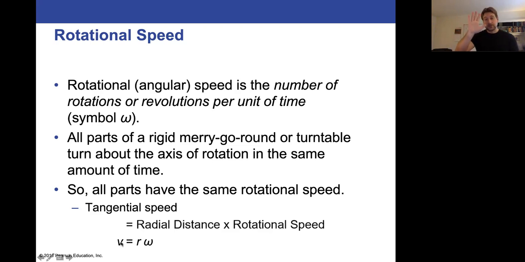So for normal linear speed, we're going to keep the same sort of symbol we've always had, v. For rotational speed, it's a new thing, so we've got to give it a new symbol. And I'd like to give it this sort of swoopy w. It's the Greek letter omega.